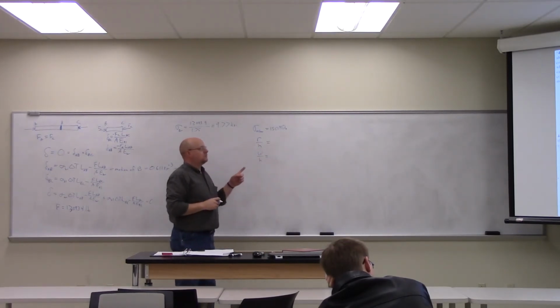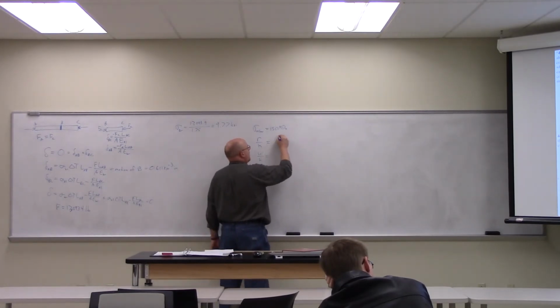What's R over H? What's R in the picture? 12. Nope. We're looking at the fillets first. Oh, the fillets. What's R? 15. What's H?